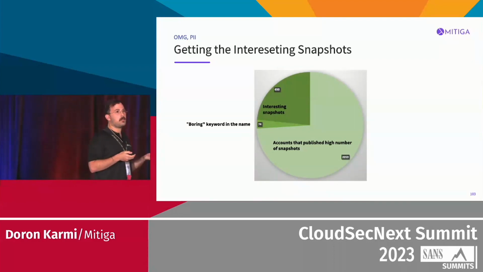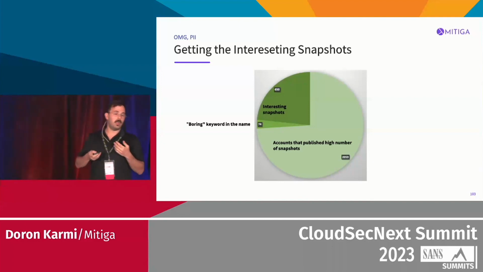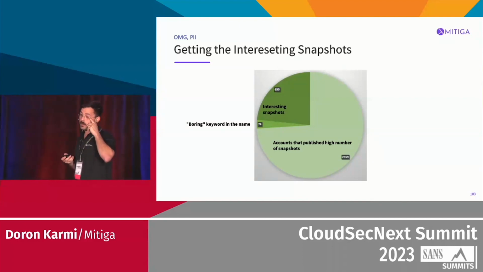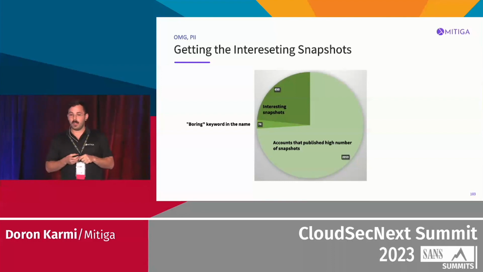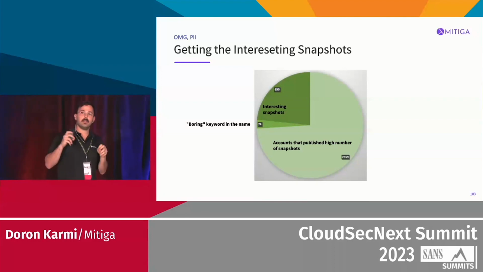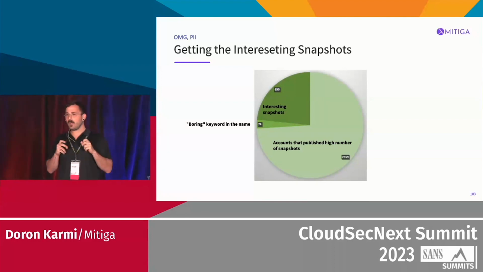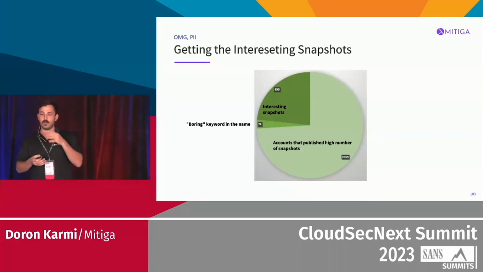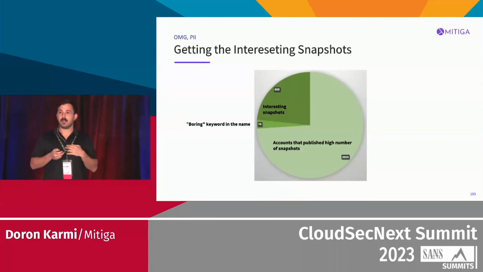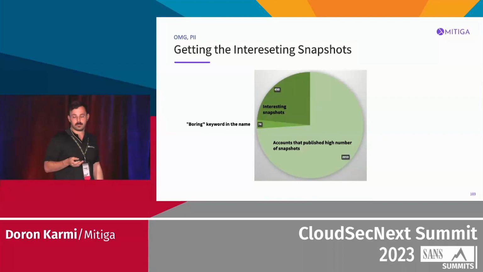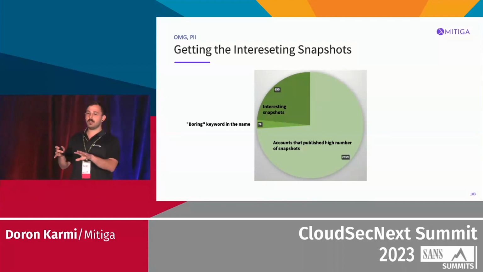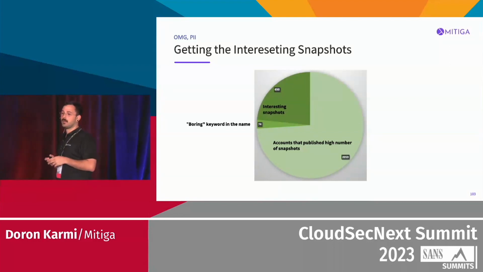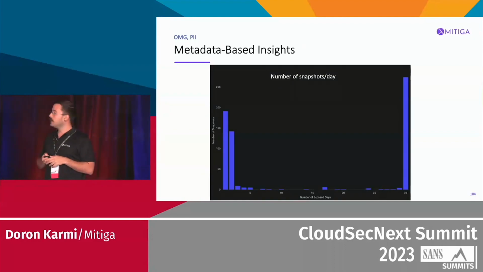And we assume that this is part of their workflow to publish those snapshots. Later on, we filtered out boring keywords in the snapshot name. Boring keywords would be keywords that indicate it's supposed to be public, like public, test, demo. We took those out, and we were left with 650 interesting snapshots. From now on, everything that I show you is related to those 650 snapshots.